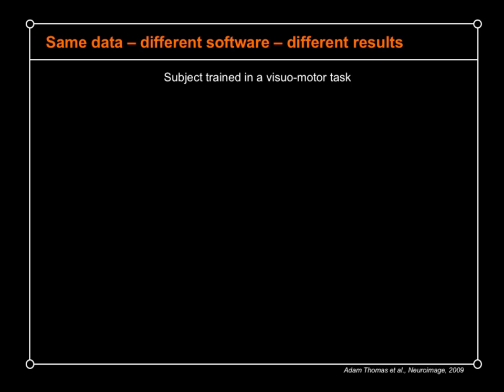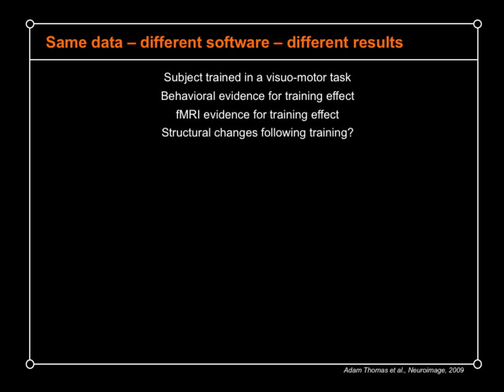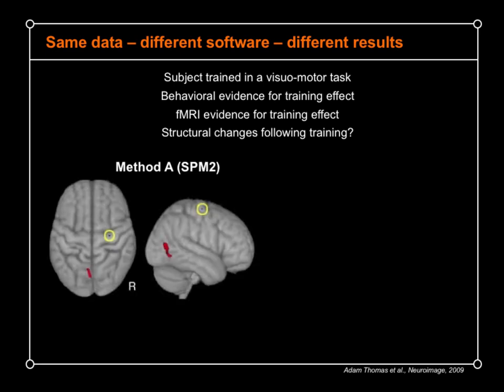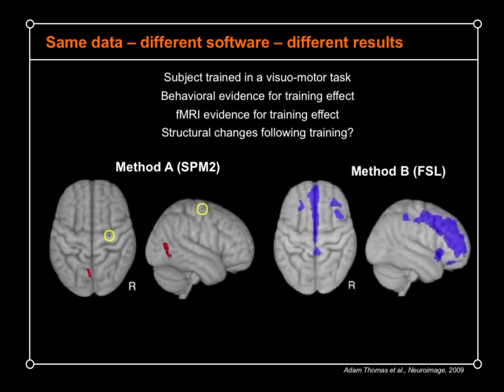Another thing to bear in mind is that with the same data but with a different software, you can produce different results. This is work done by Adam Thomas. Adam looked at a study where he was interested in how, with learning a new task, what are the behavioral changes, the functional changes, and the structural changes. He found evidence for behavioral changes as well as functional changes in the brain. When he looked at the nature of the structural changes following training, with SPM2, he found results like these, but with everything being the same but a different package, he found entirely different results.